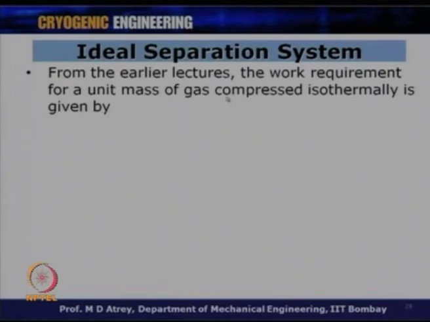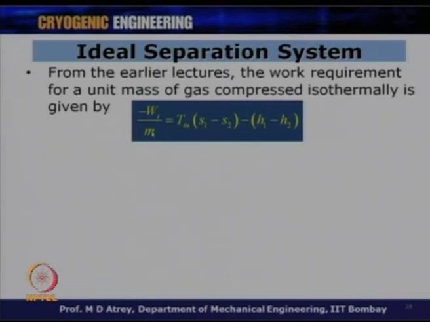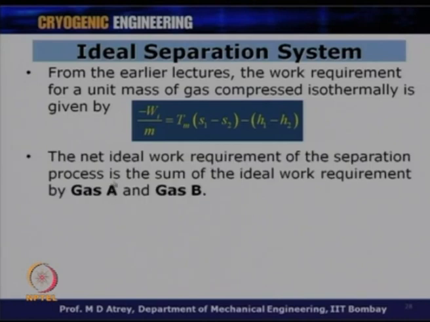From the earlier lectures, the work requirement per unit mass of gas compressed isothermally is given by Wi by m dot, which is Tm into (S1 minus S2) minus (H1 minus H2). This is what we had done. We had derived this equation in the gas liquefaction cycle. So, basically Wi is the ideal work of compression, because as we earlier pointed out, separation is nothing but compressing the gas from partial pressure to the mixture pressure, P1A to Pm or P1B to Pm. So, Wi by m is equal to Tm into the entropy difference S1 minus S2, minus the enthalpy difference H1 minus H2.